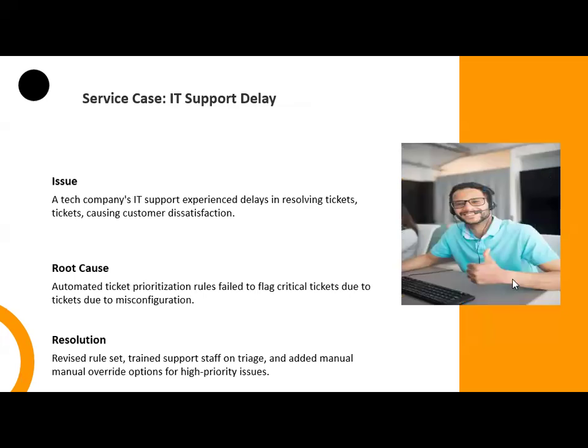Now let's take a case of a service process, like a typical case of IT support delay. Even service teams can use this 8D approach. A tech company's help desk was missing critical tickets. After analysis, the culprit was bad auto prioritization logic. So they updated those rules, trained the staff, and added manual overrides. The ticket resolution time improved, and so did customer satisfaction.